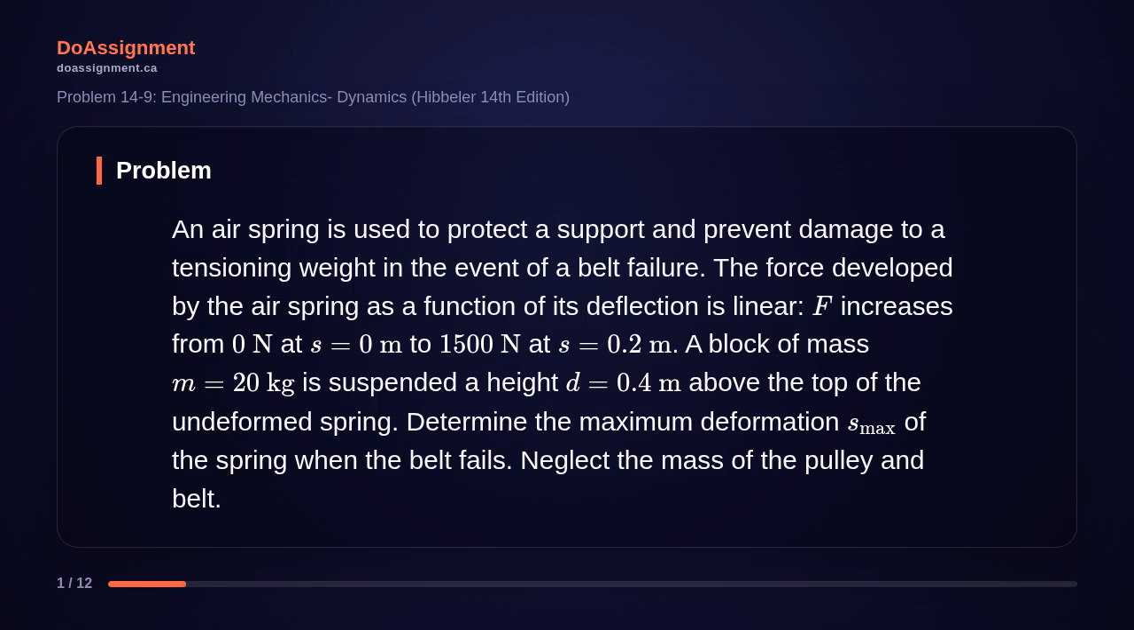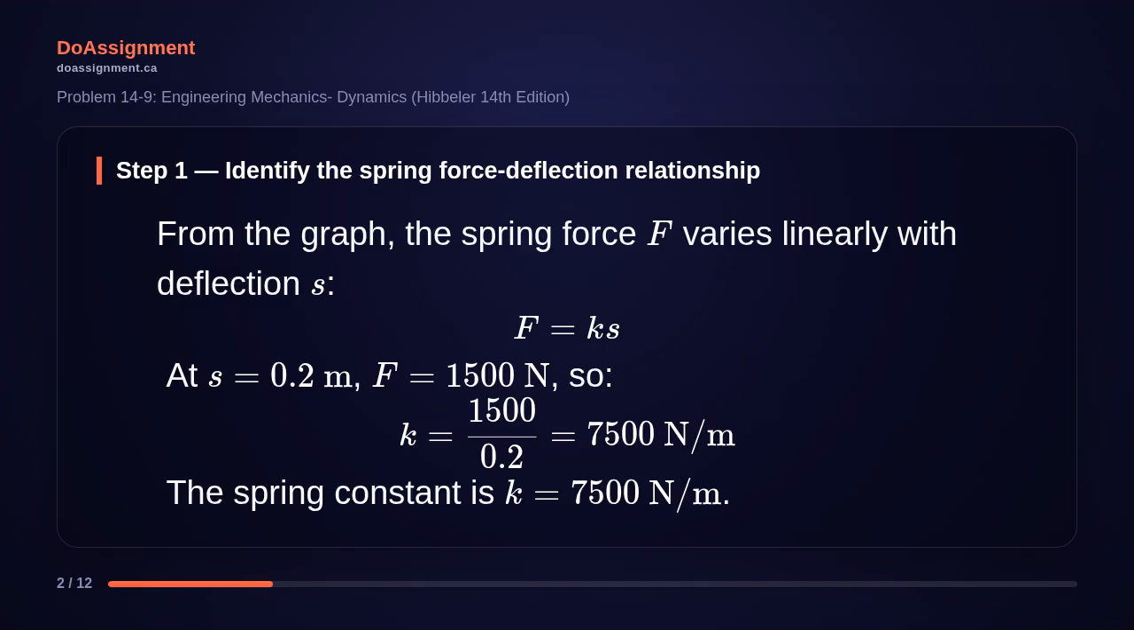Now let's work through the solution step by step. From the graph, the air spring force increases linearly with deflection. At 0.2 meters, the force reaches 1500 newtons, giving a spring constant of 7500 newtons per meter.